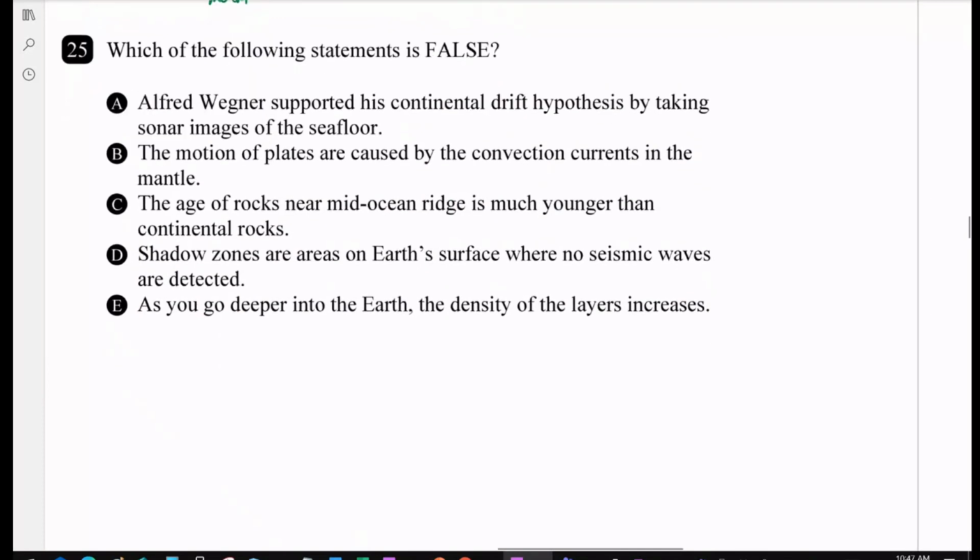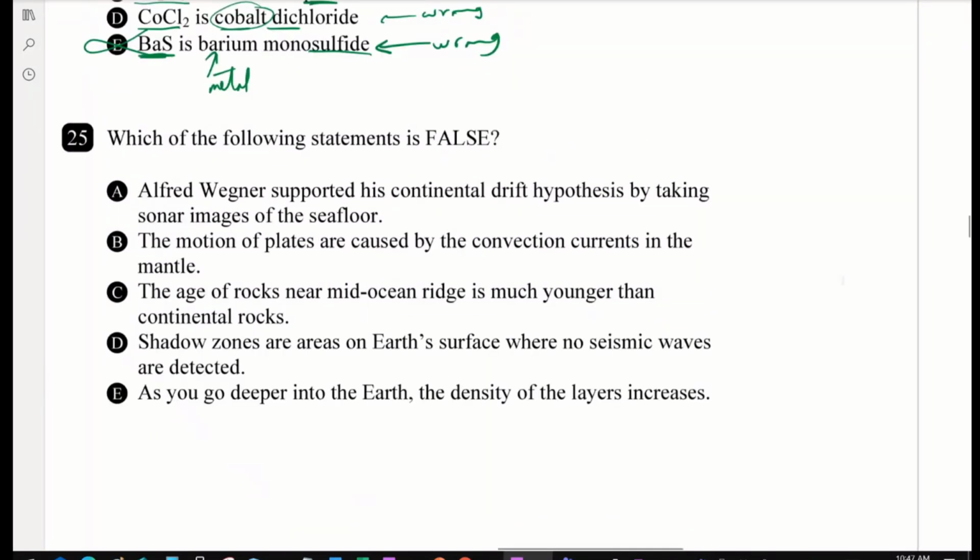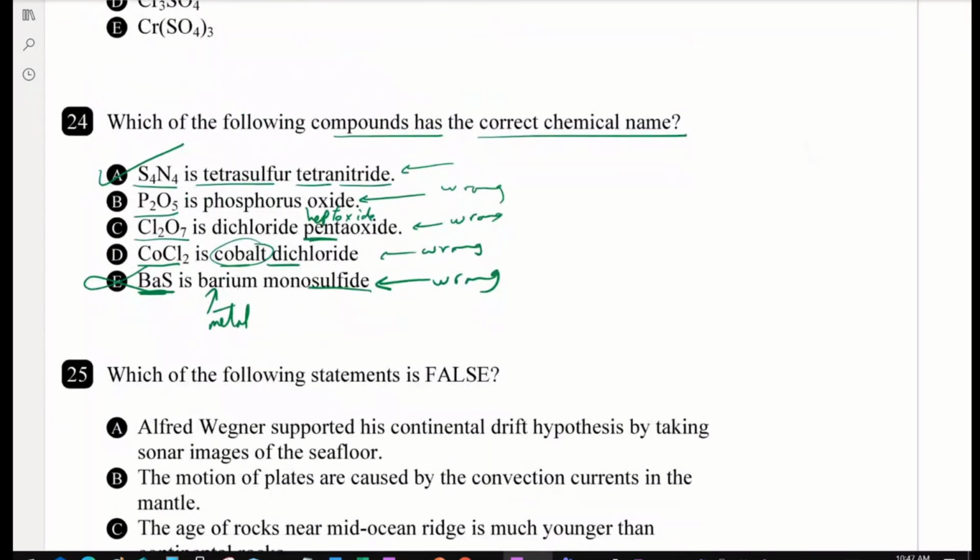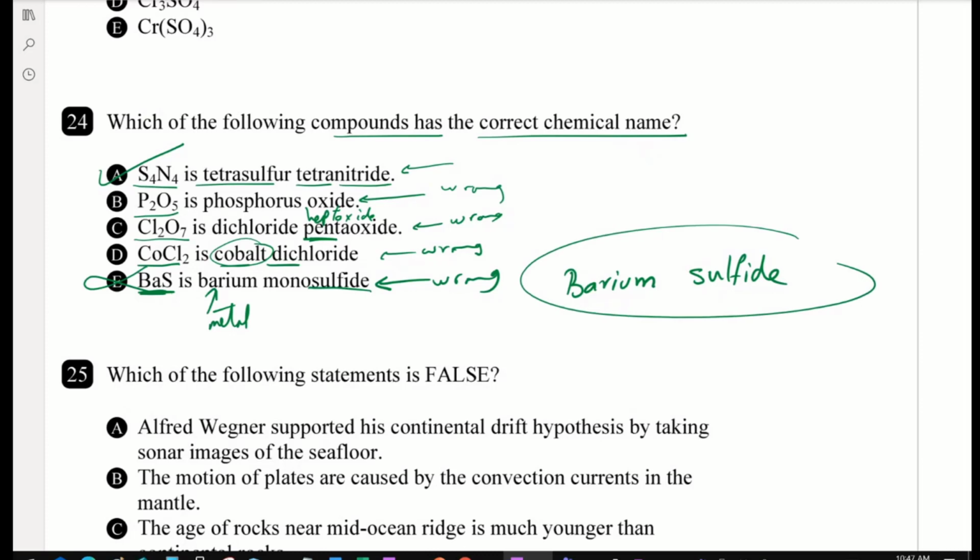Doctor, yes? The last option, should it be barium monosulfide? No, it should be barium sulfide. It's an ionic compound because it is metal and non-metal. Barium has low electronegativity, sulfur has high electronegativity, so that's typically an ionic compound.